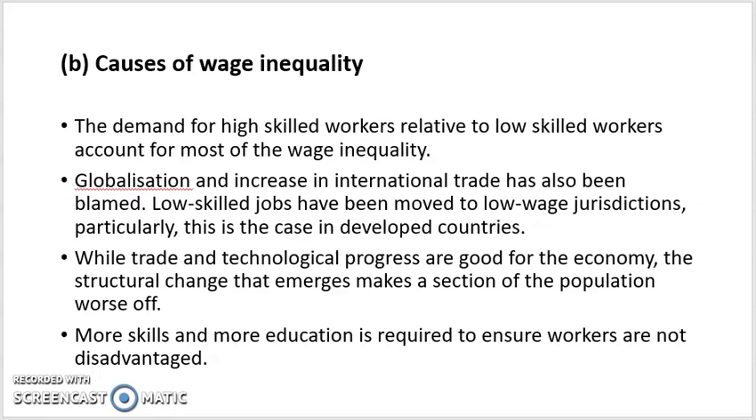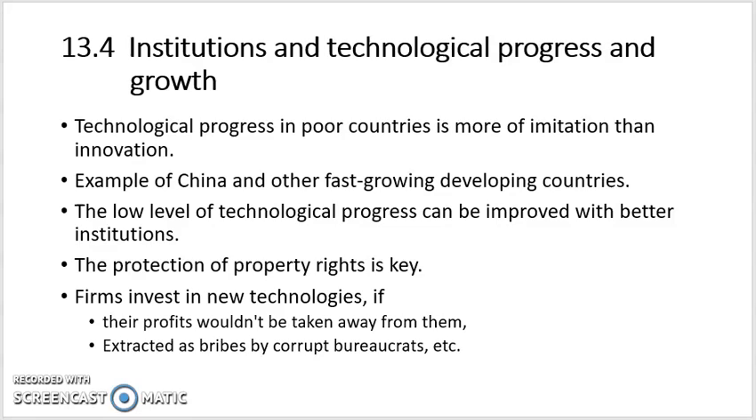So the conclusion we can make from this is that while trade and technological progress are good for the economy, the structural change that emerges makes a section of the population worse off, in the sense that while the more skilled are becoming better off, the less skilled are becoming worse off. So the solution is that more skill and more education is required to ensure workers are not disadvantaged in the presence of technological progress. So the last part is basically to look at the institutions and technological progress and growth.